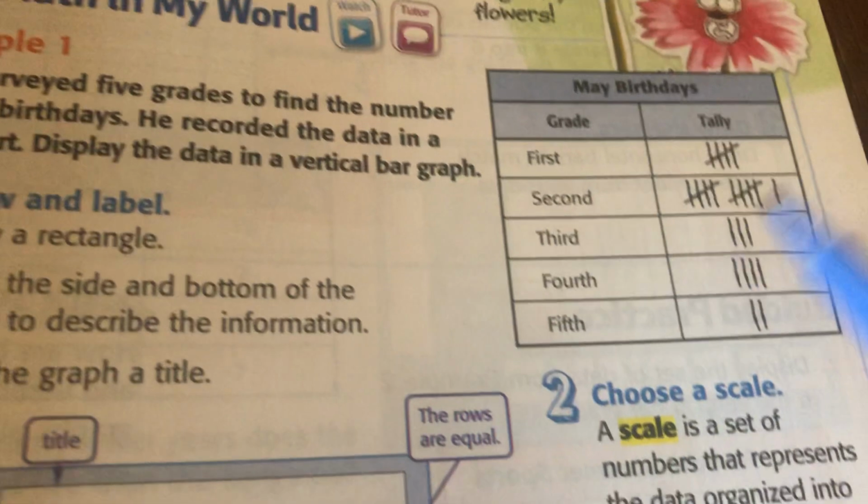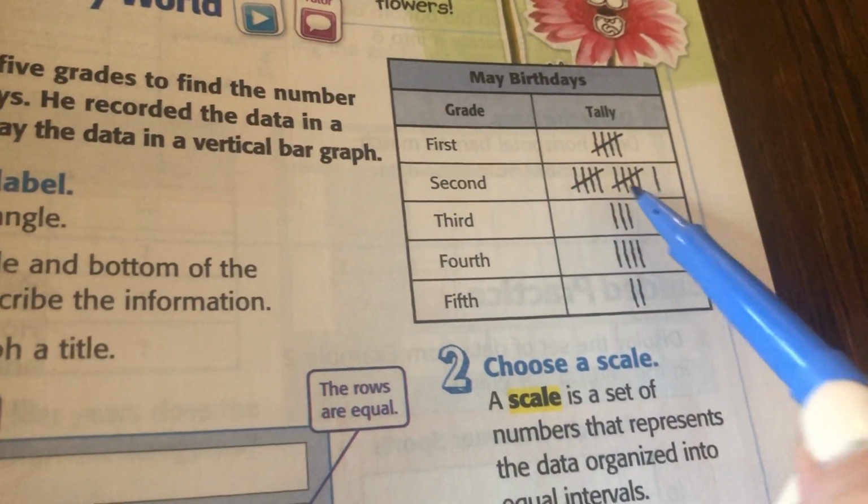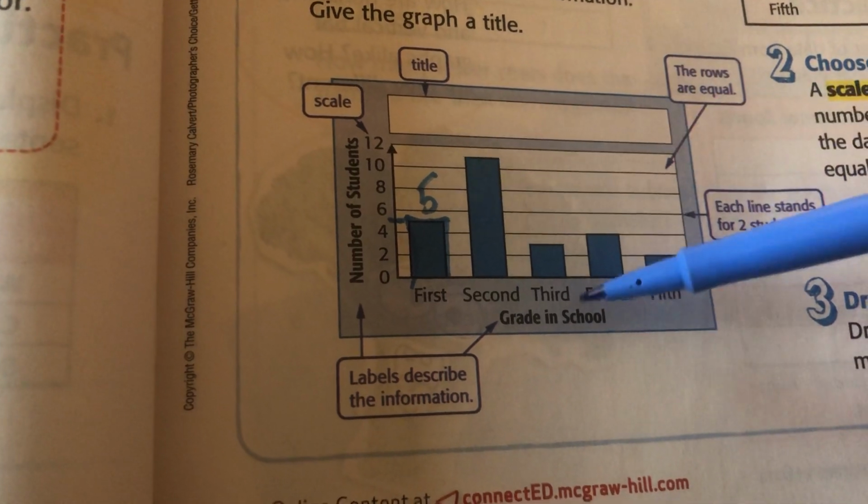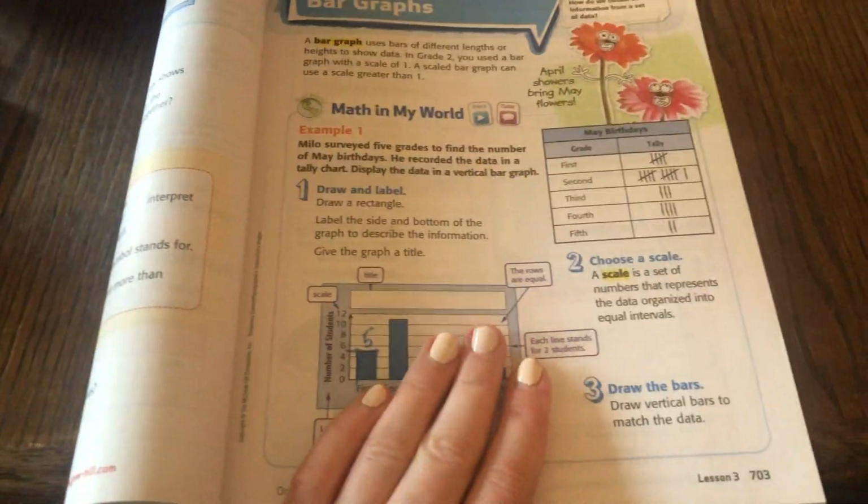So then we would look at the next group. This is 5, 10, 11. So they put it up right past the 10 to 11. Same with 3rd, 4th, and 5th. So we are going to be working on bar graphs for these whole sets of pages. So let's look at the next page.